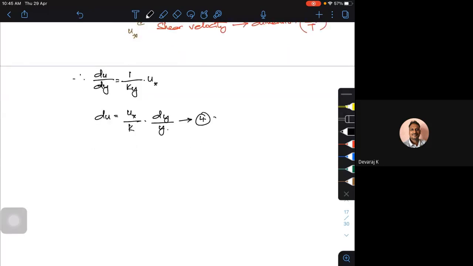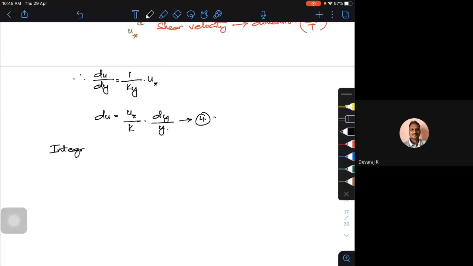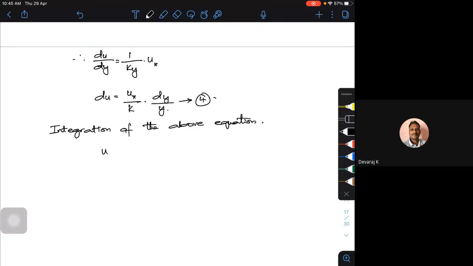So the integration of the above equation. What is it going to do? So integration, I am going to get u as u star by k as it is. The integration of 1 upon y is log of y plus some constant c. Okay, some constant c. So let me call this equation number 5.